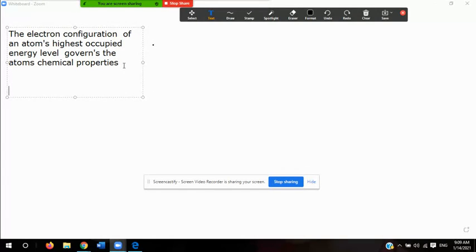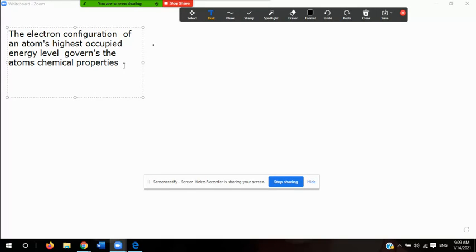Worth noting that. Now let's talk a little bit about how the period of an element is determined by its electron configuration. While the elements are arranged vertically in the periodic table in groups that share similar chemical properties.